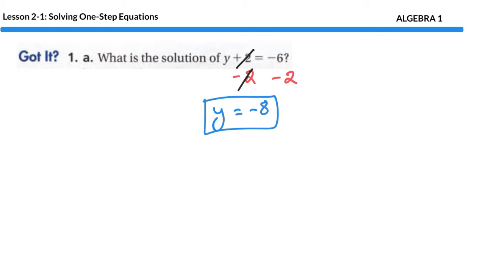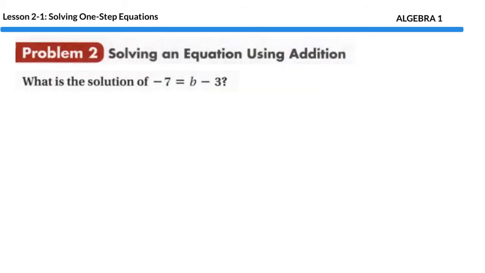So let's move on to further problems. Let's try this. What is the solution of minus 7 is equal to b minus 3? So we have to find the value of b.